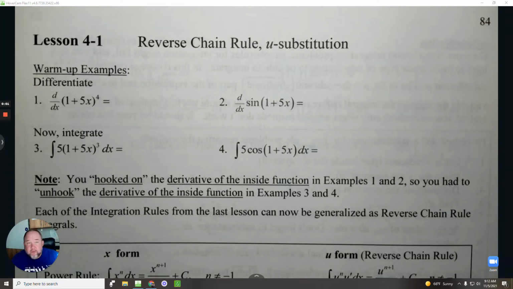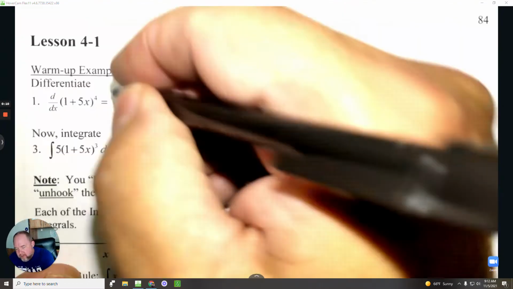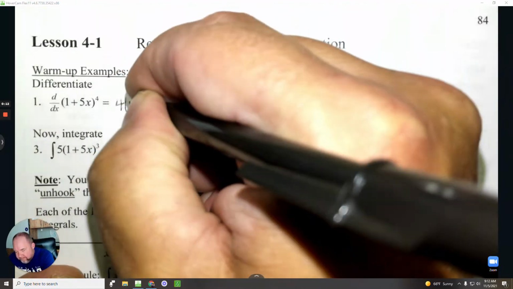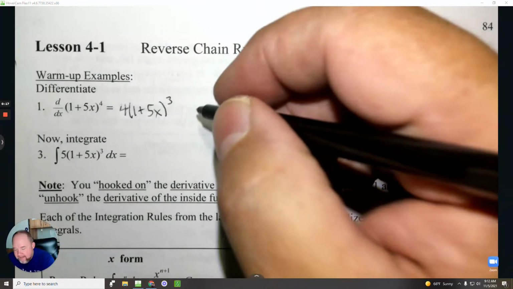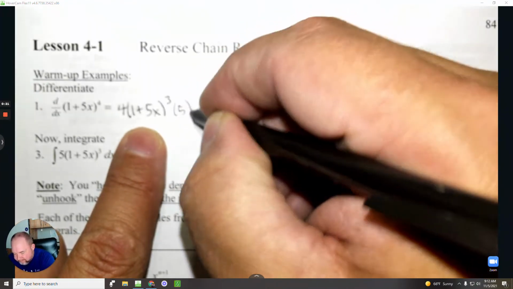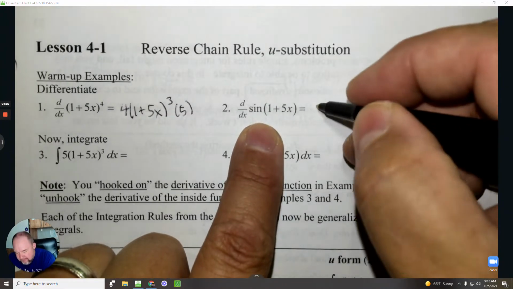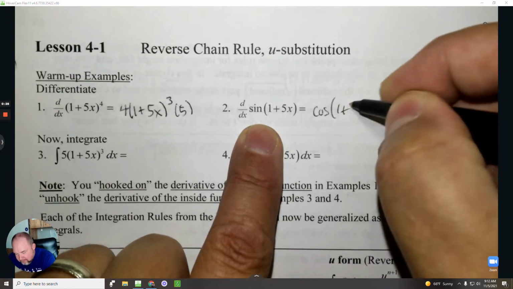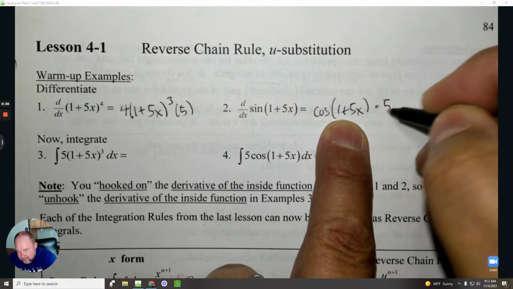All right, lesson 4.1, reverse chain rule, anti-chain rule, U-substitution. If you take the derivative of this, you would multiply the front by 4. You would then subtract 1 from the exponent. And then there's a hook. And the derivative of 1 plus 5x is 5. If I took the derivative of sine, that's cosine, 1 plus 5x, and then the hook, the derivative of 1 plus 5x, the hook is 5.